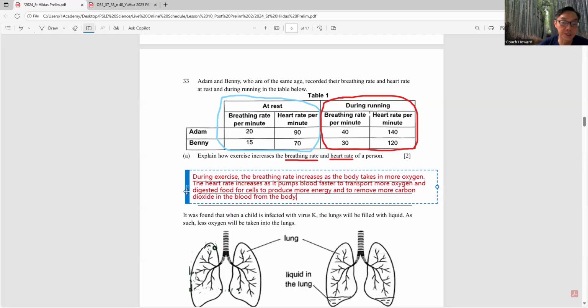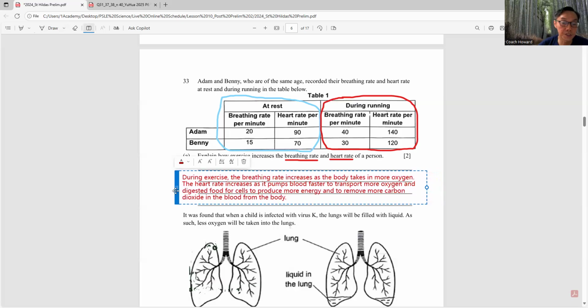So this is the complete answer for this question. I urge you to memorize it because it's very useful. So the answer will be: during exercise, the breathing rate increases as the body takes in more oxygen. The heart rate increases as it pumps blood faster to transport more oxygen and digested food. So these two words, oxygen and digested food, must be included for what? To produce more energy. And also, they pump faster to remove more carbon dioxide from the body.